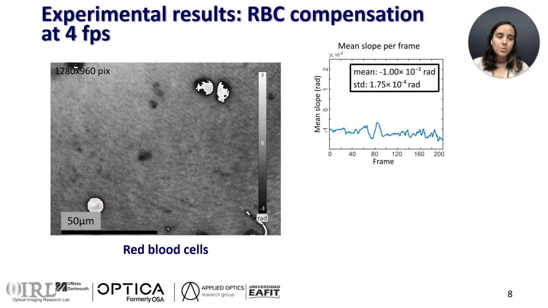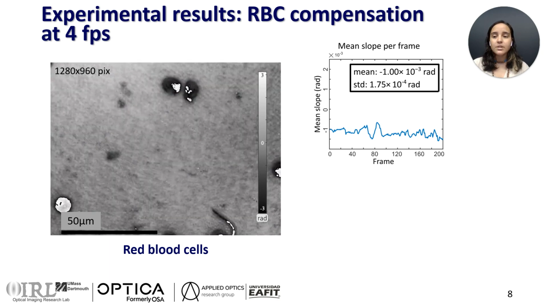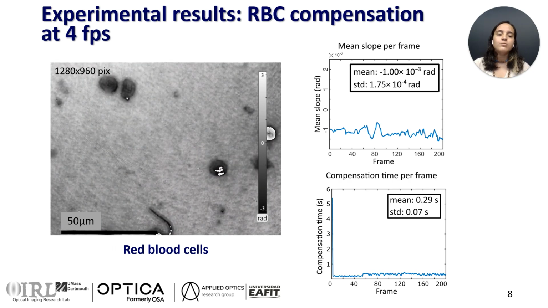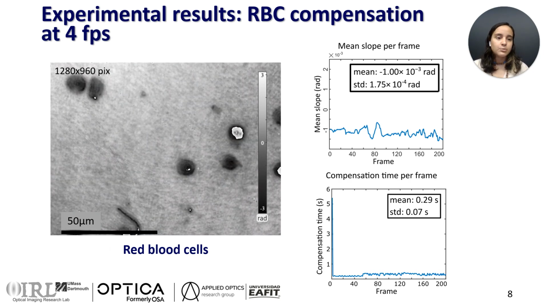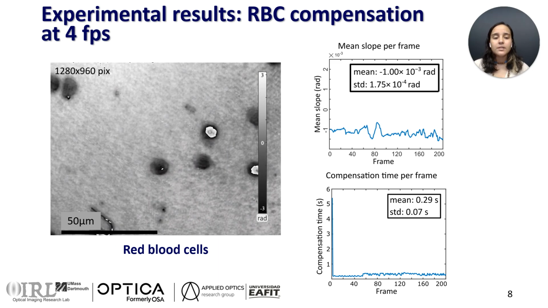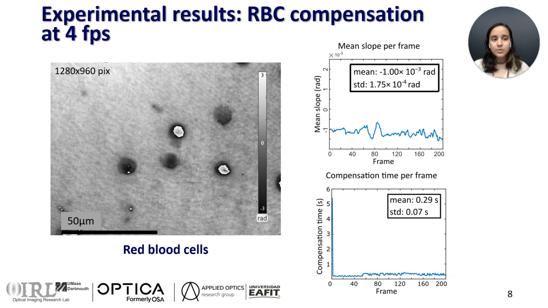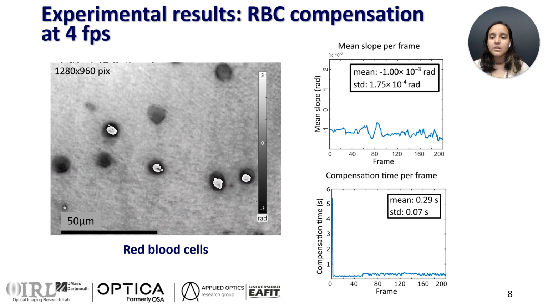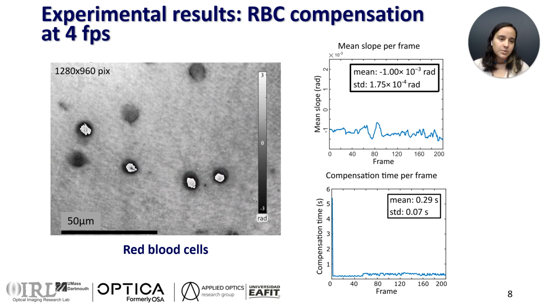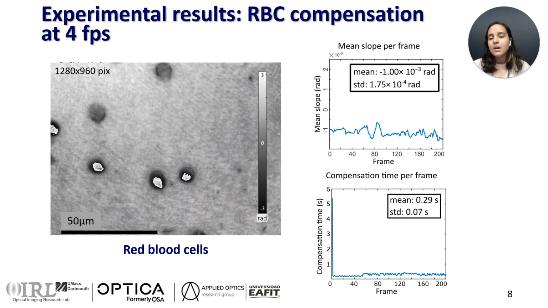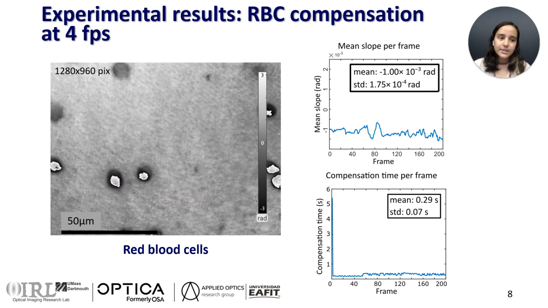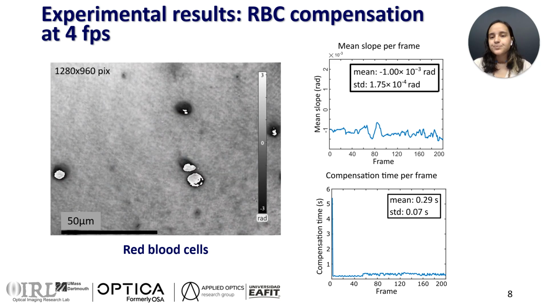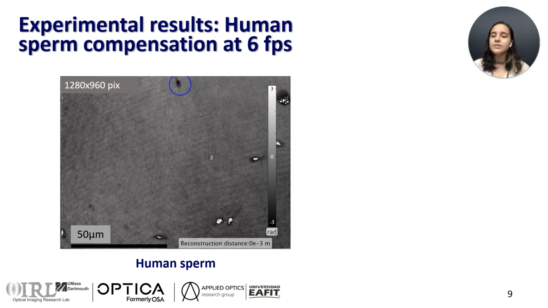So in summary, this study empirically validates an accurate and stable phase compensation algorithm using two holographic videos, one of human red blood cells and one of human sperm. The reconstruction performance has been measured using the mean slope over the phase map images, as I just presented. The results demonstrate that the proposed algorithm is accurate, with a flat phase map and fully compensated phase measurement over the whole field of view of our camera, and it's fast, up to 6 frames per second in this whole field of view.